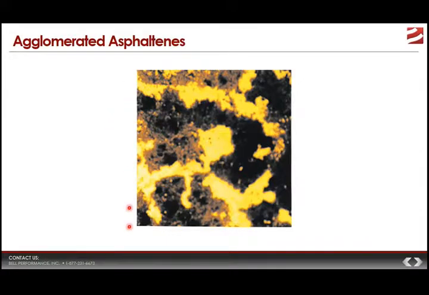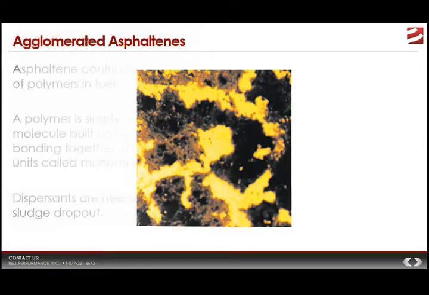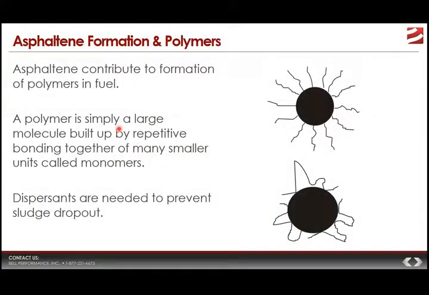So this is a micrograph of what some agglomerated asphaltenes might look like. Now, asphaltenes are a contributing factor to the formation of sludge polymers in fuel. They are basically building blocks of sludge that you might find in a storage tank. They act as polymers. We've given the definition of a polymer here that you might remember from chemistry class. A polymer is a large molecule that's made up by taking many smaller units and linking them together. So asphaltenes act as building blocks for heavy sludge dropout.